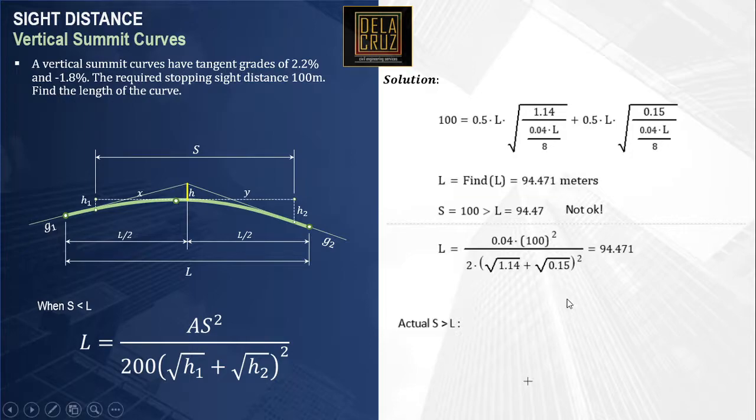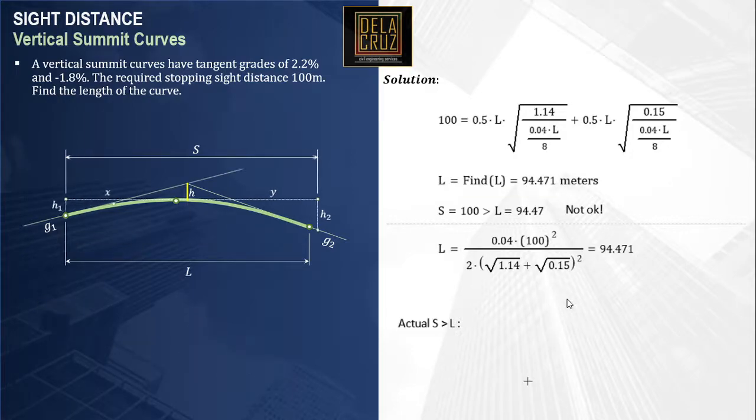Okay. Now, focus on this figure. If this S is greater than L, then H1 and H2 is on the tangent line. Okay? Therefore, we do there the square property of the parabola. But in this case, since H1 and H2 is not on the curve, so we cannot use directly the square property of the parabola. Okay, I hope that is clear.